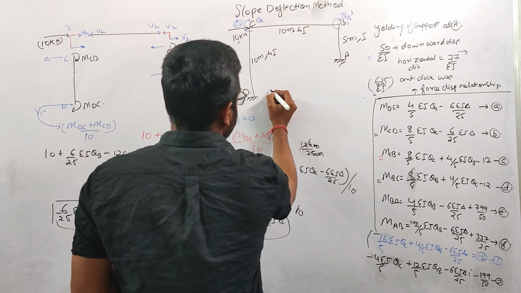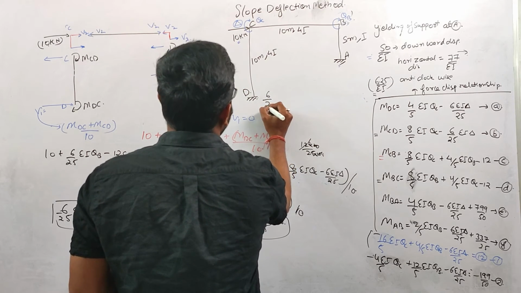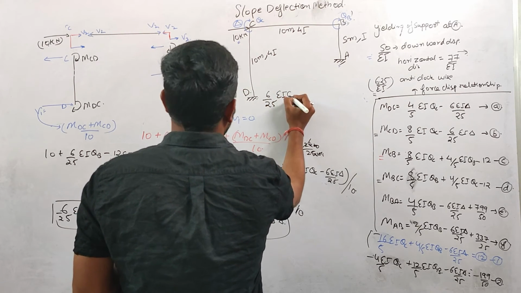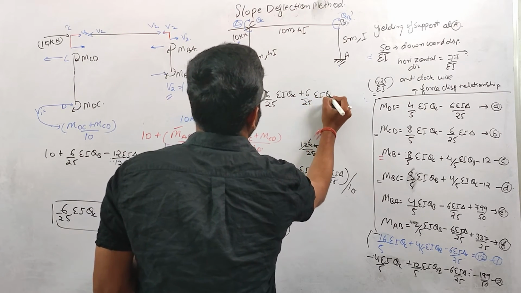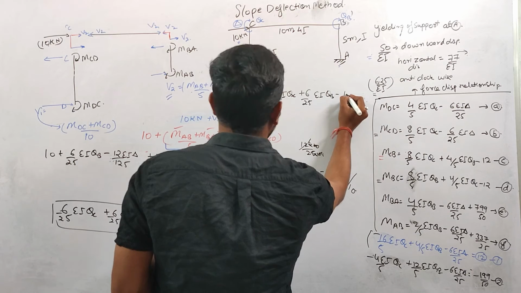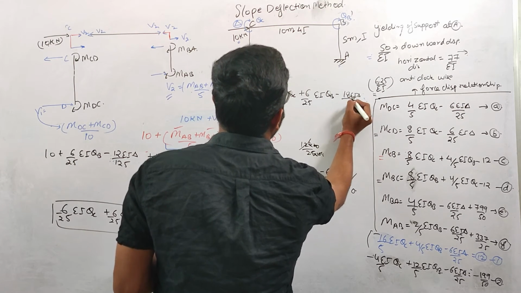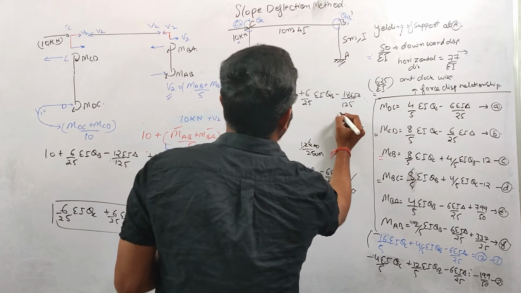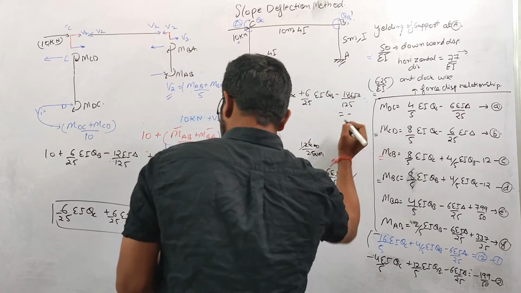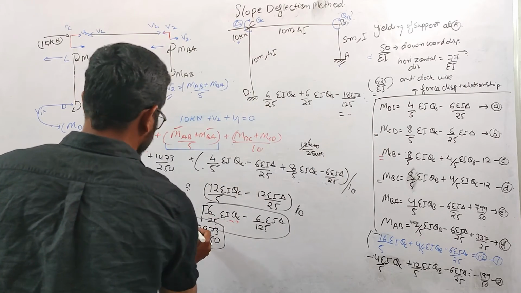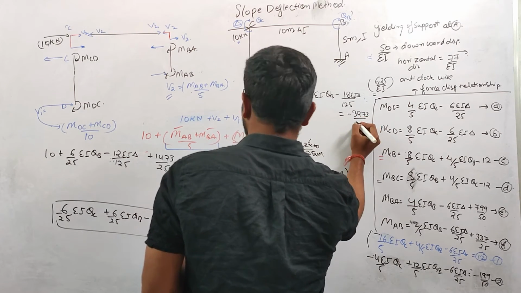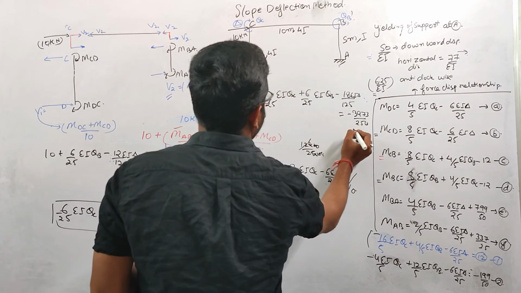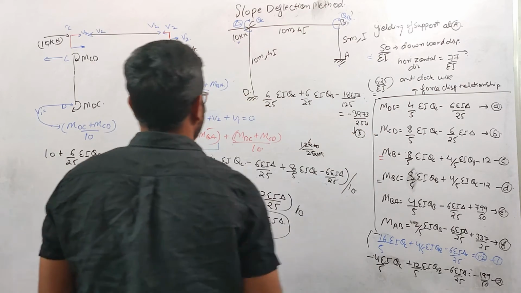So this is 6 by 25 EI theta C plus 6 by 25 EI theta B minus 18 EI delta over 125 equals, this value is minus 3973 divided by 250. So this is the equation number 3.